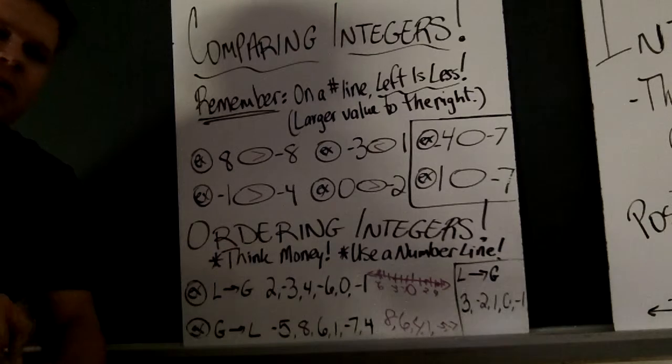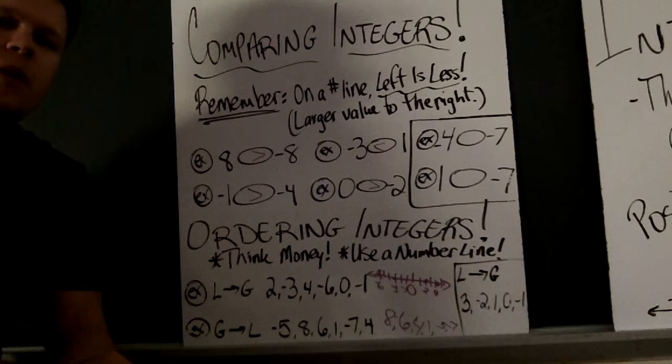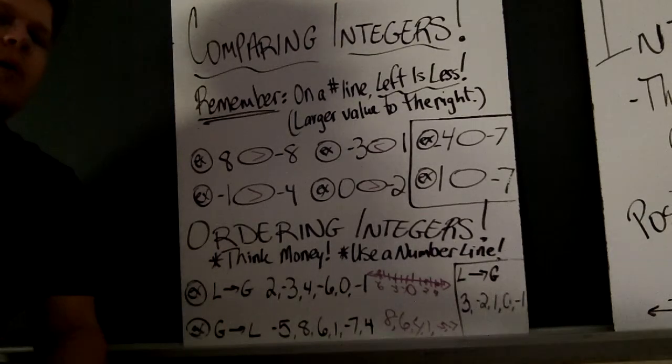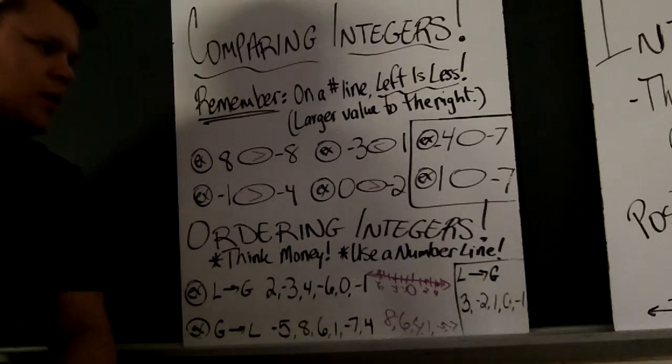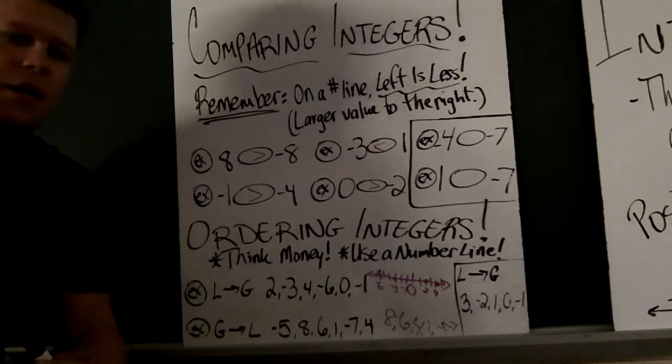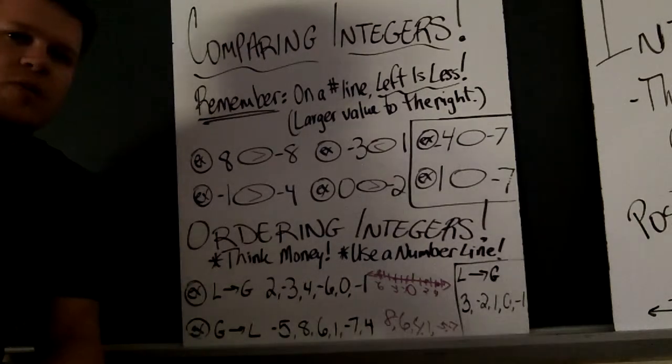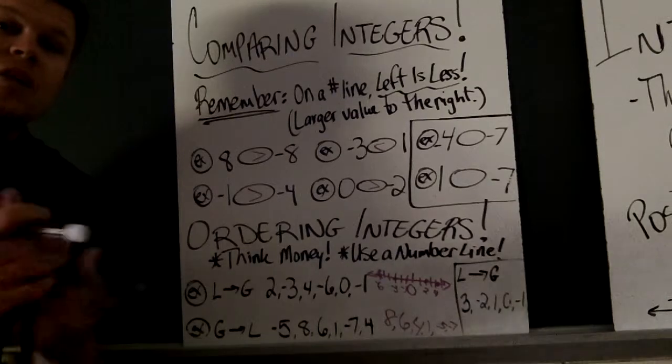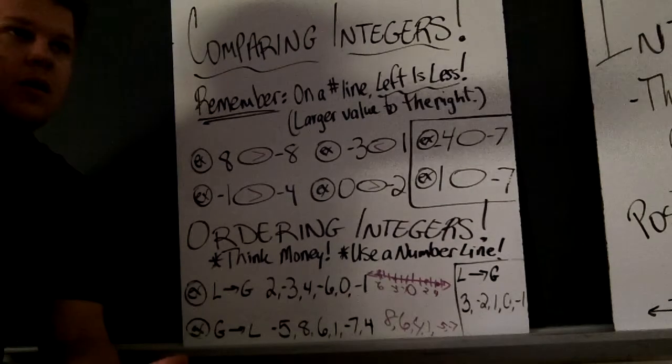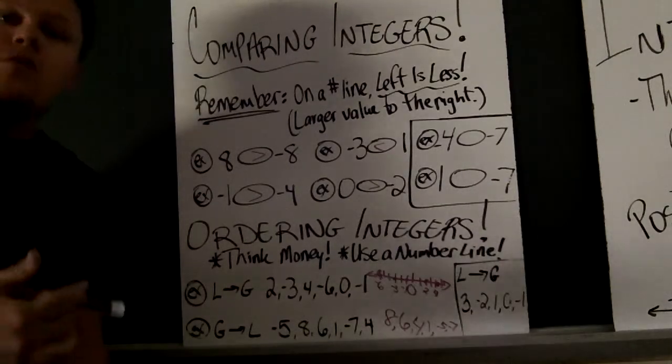And that's it. So you have a couple different strategies on ordering and comparing things. You can think about money. You can think about using a number line. You can use a little bit of common sense. And I think this is going to be one of the easier things that we can get through. But it's going to be a great way to get you ready for next year's math courses and using integers in a more intelligent way.